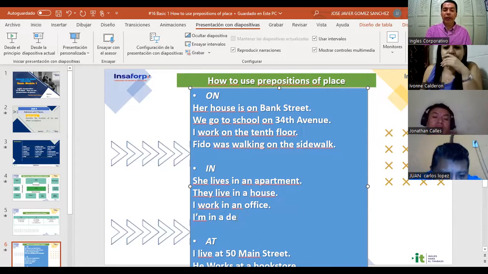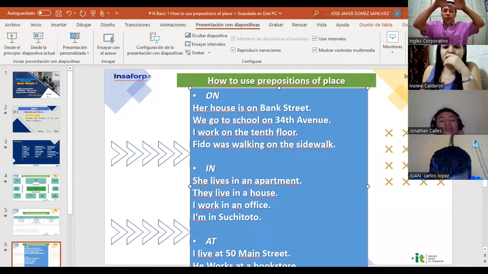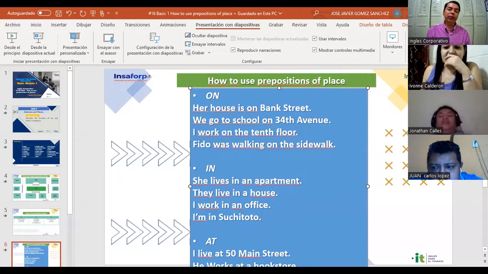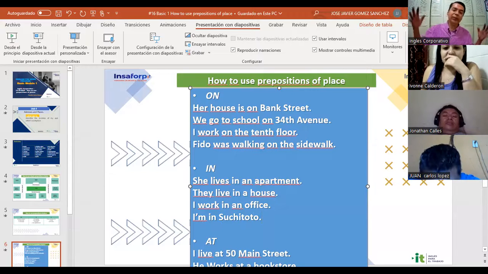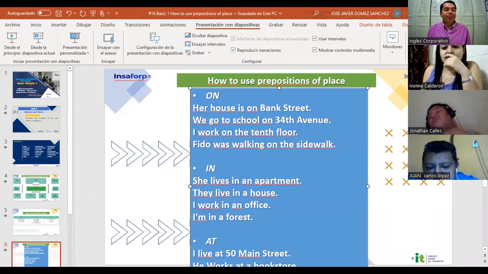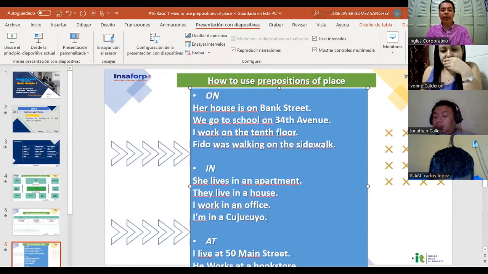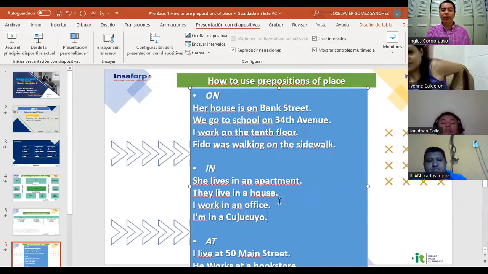See? Also, I can say, I am in Suchitoto, for example, right? Suchitoto. So, and then you say, okay, teacher, but Suchitoto is not totally closed. I know, but you're among the trees. Usted está en medio de los árboles, en medio de las casas, en medio de la iglesia, ¿no? Entonces, está como parcialmente encerrado. Also, you can say, I'm in a forest. Right? Again, we have trees, we have mountains, we have bushes, you know, arbustos. We have a lot of things in a forest, right? That you are partially enclosed, right? So, parcialmente como dentro de, right? So I am in Cujucuyo, right? Again, so you are partially closed.